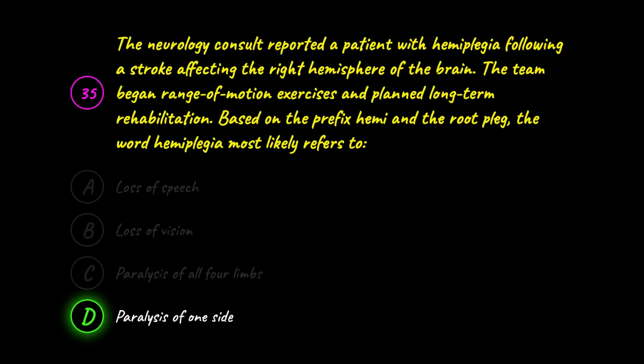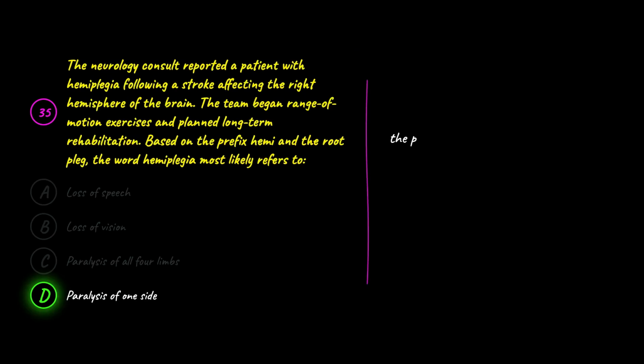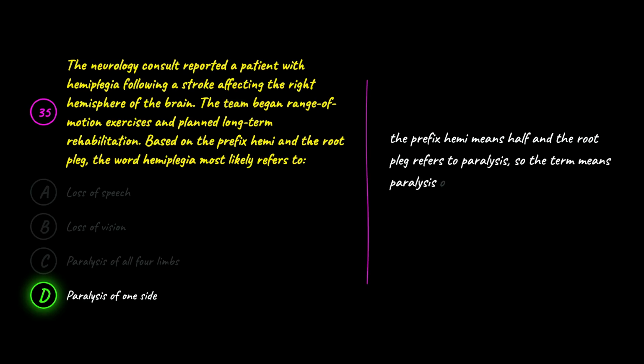The correct answer is D. Paralysis of one side. D is correct because the prefix hemi means half, and the root pleg refers to paralysis, so the term means paralysis of one side of the body, which matches the right hemisphere stroke and the range of motion exercises described.